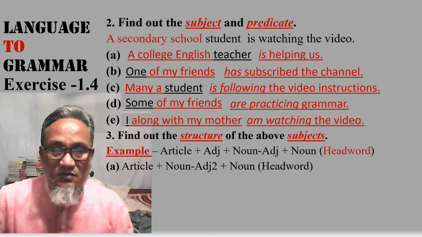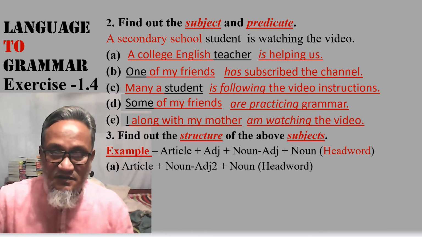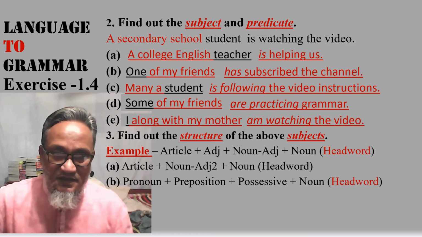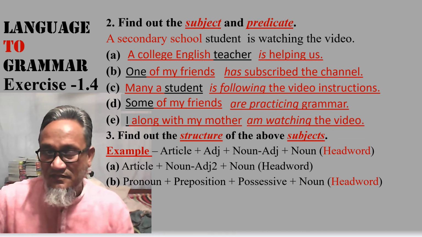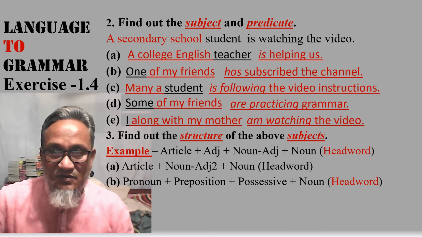Use singular verb here. One of my friends. Then structure: one pronoun, of preposition, my possessive, and friends noun. And here one is the head word. That's why one is singular and the subject is singular. Has, so the verb is singular.